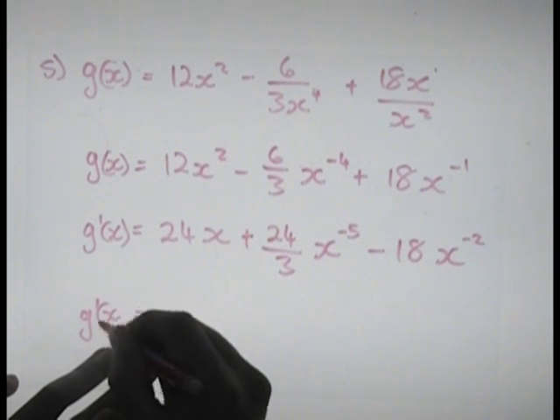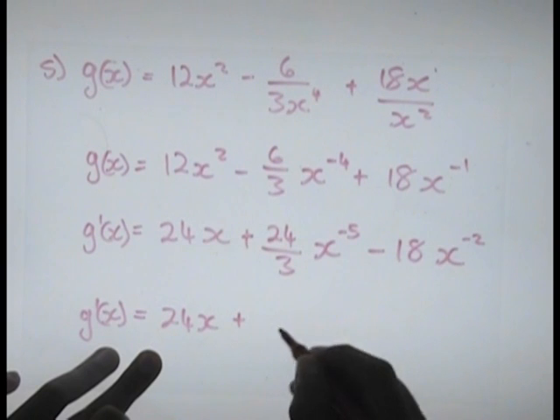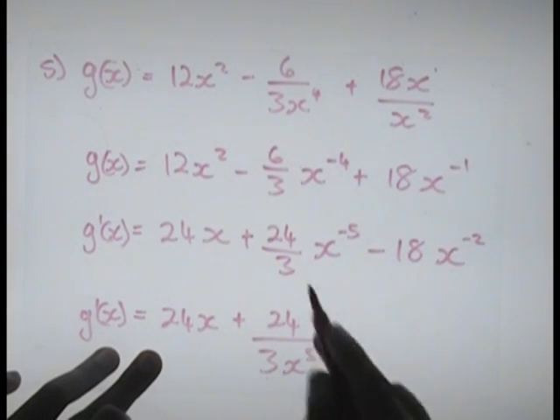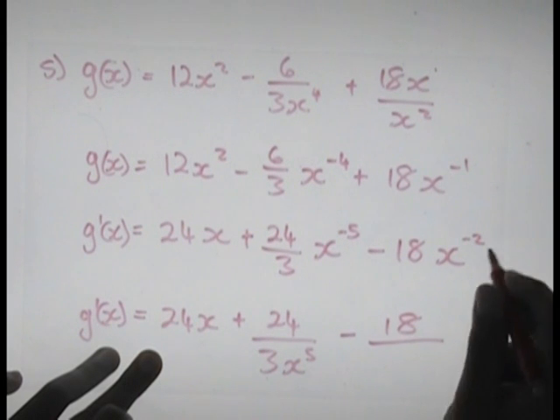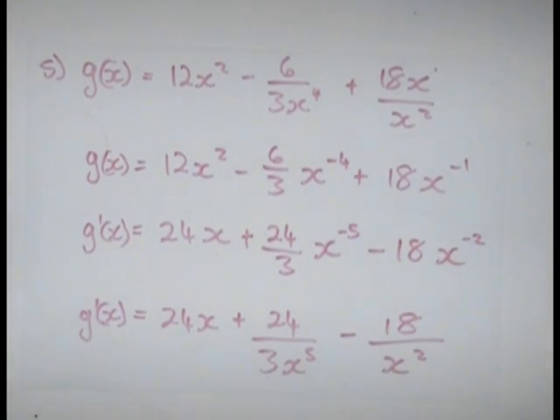That means that my differential is equal to 24x plus 24 over 3 x to the power positive 5, because I'm taking it back down, minus 18 over x to the power 2. And that is my gradient for g of x.